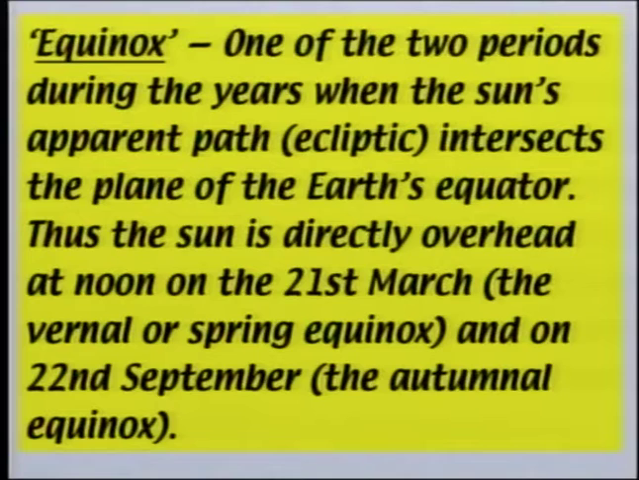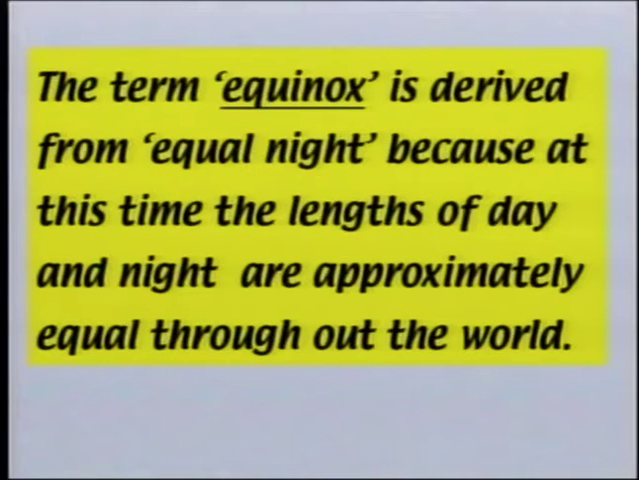Okay, that's not all. In addition to the definition given on the monitor, the term equinox is actually derived from equal night, because at this time the lengths of day and night are approximately equal throughout the world. So you can also include that bit to the definition on equinox. Okay, we move on to looking at the definition for solstices.